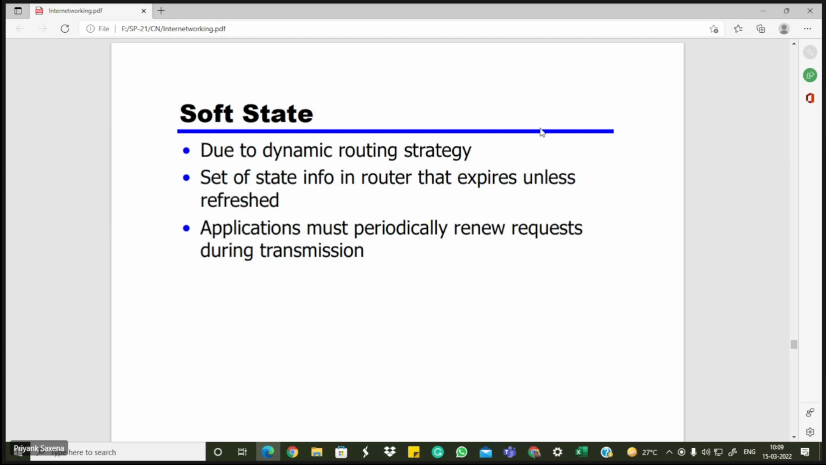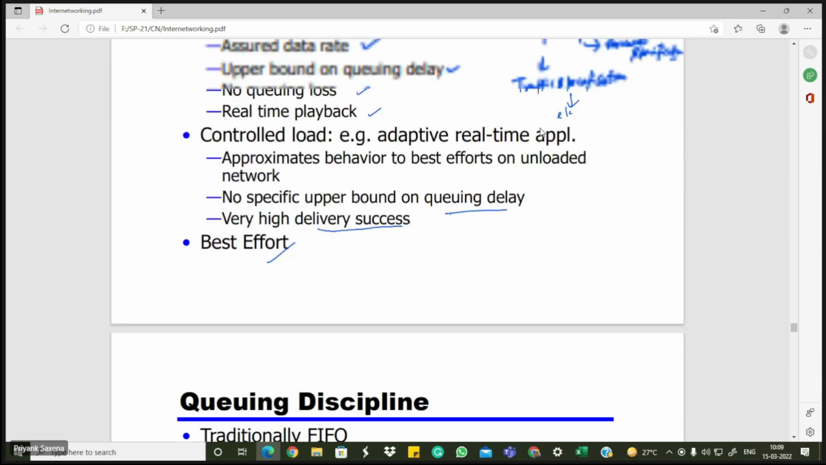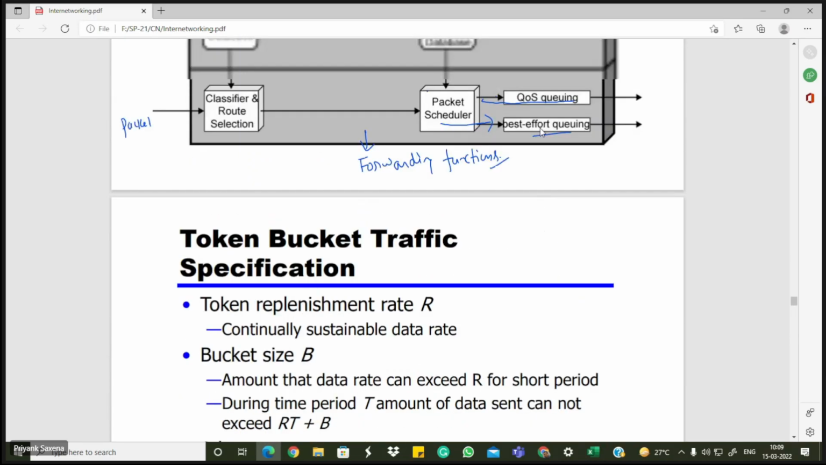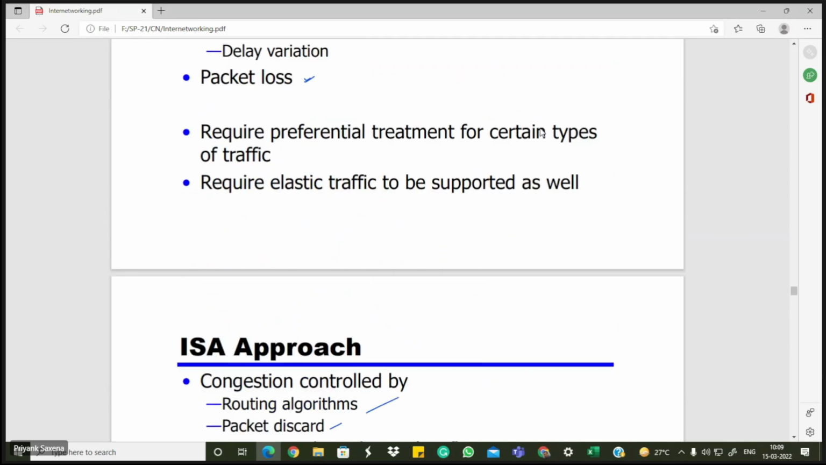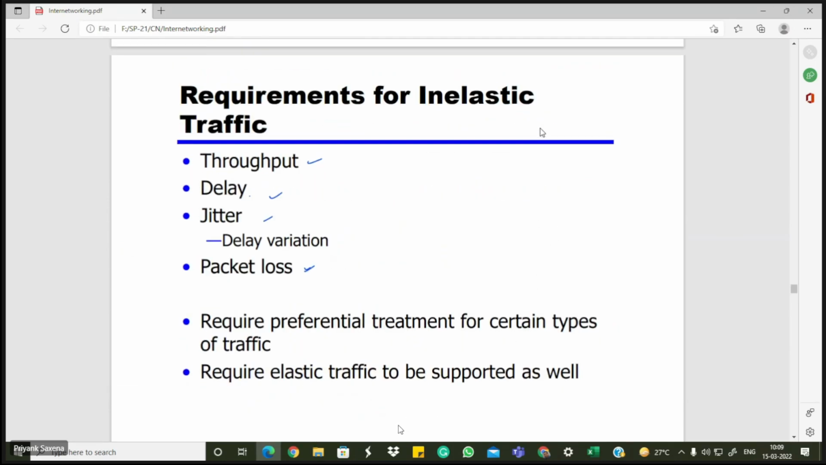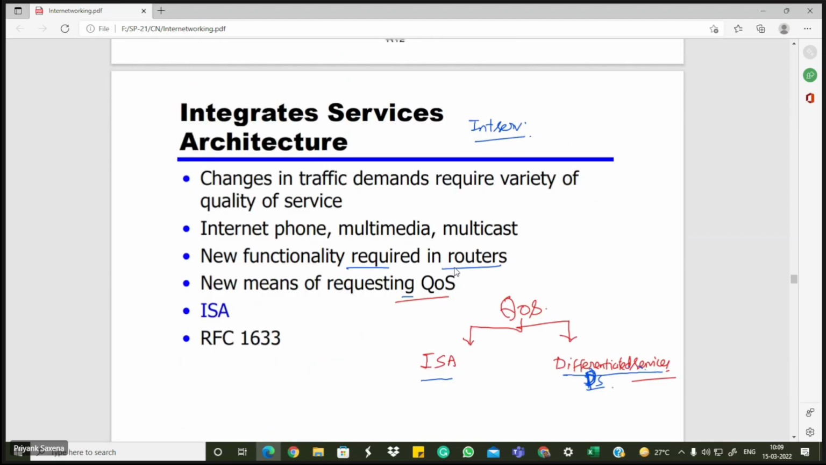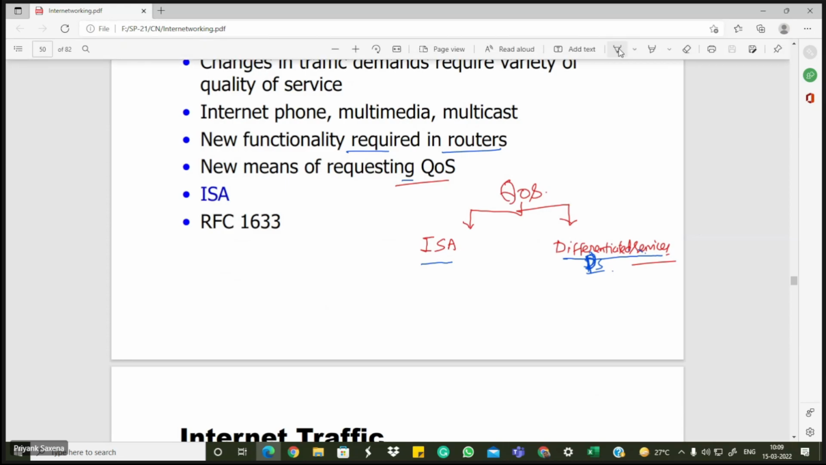ISA is a flow-based service. Because you know what is the meaning of a flow. So a flow is allowed to enter inside the internet with the requisite resources. So ISA and differentiated services have a difference, that ISA is a flow-based service.